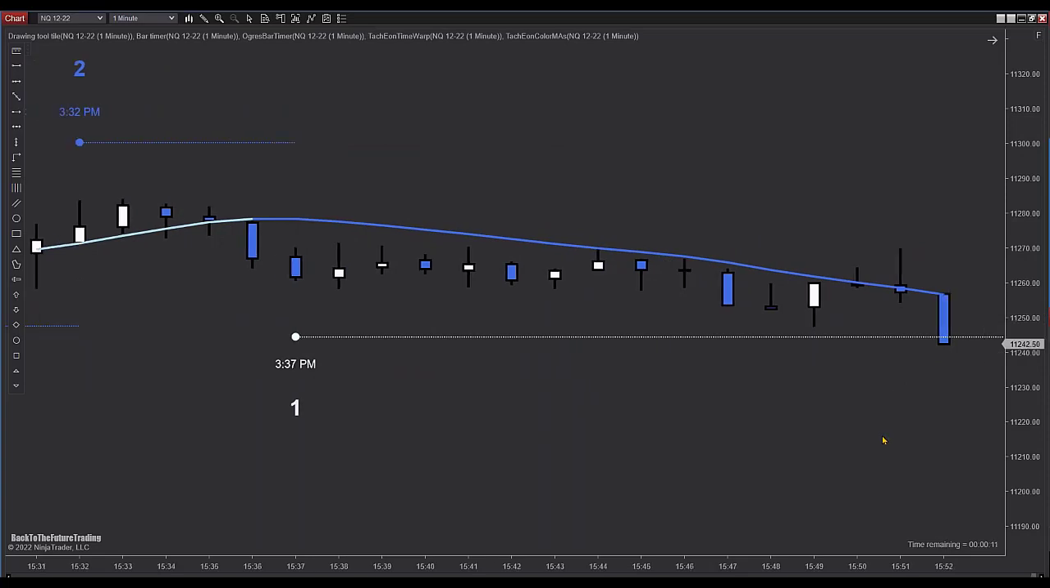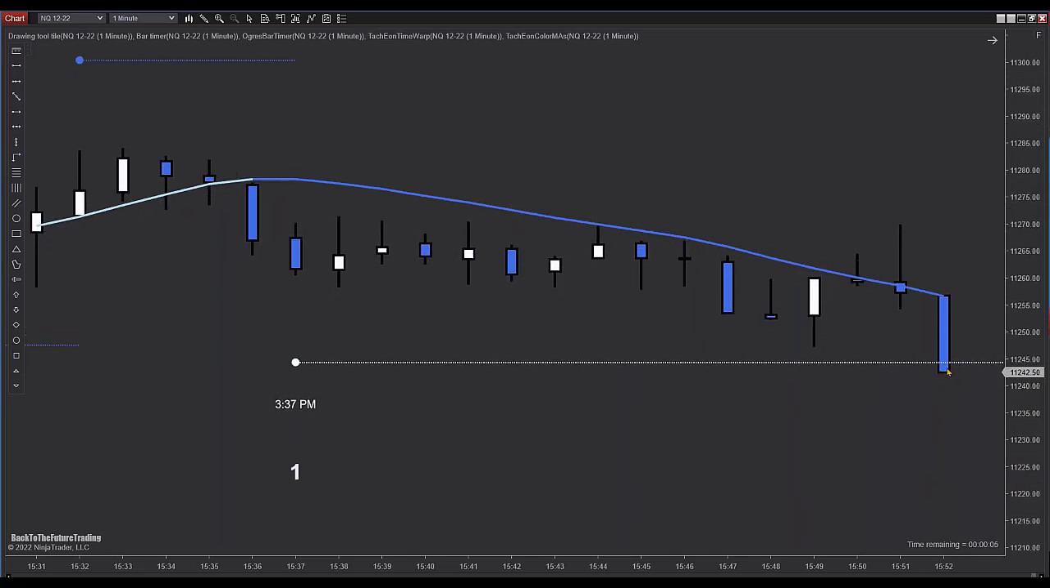No. Up here. Wait, are we done for the day? No, 1552. So here we have a puncture short. We puncture the white line. We're allowed to actually short this from the close of this candle.